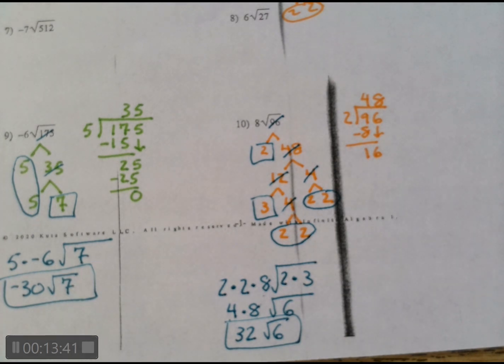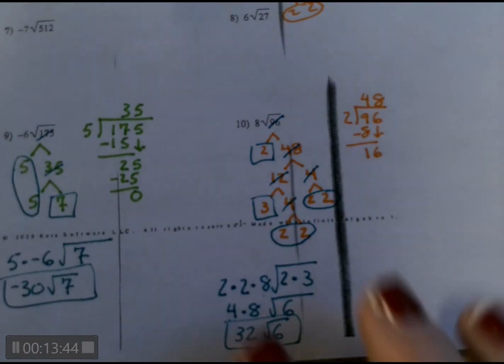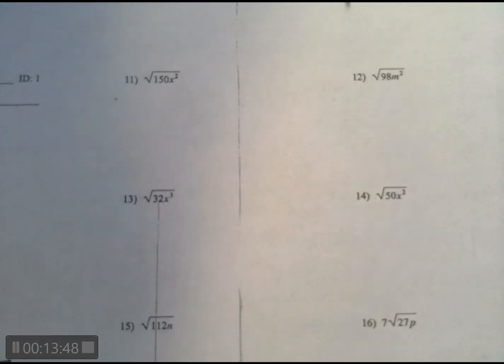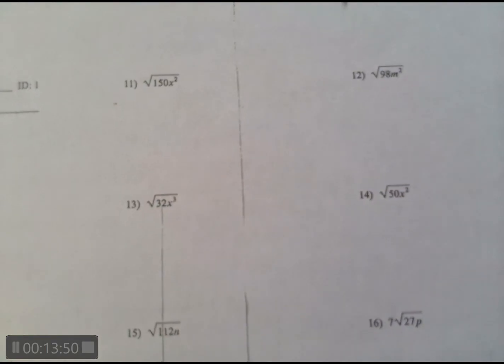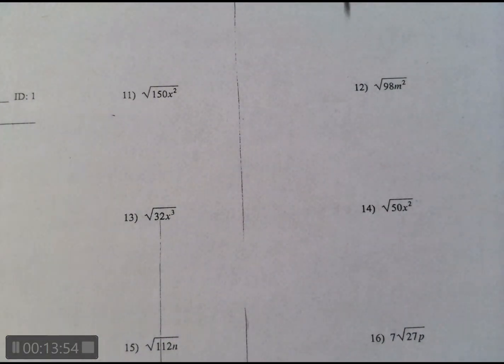Okie dokie, so now we're going to move on to the next type, and these are a little bit harder, but not actually that much harder. They're only harder because they have letters in them. Okay, but we're going to treat them just exactly the same way, okay? So, first thing we're going to do is find our factors of 150.